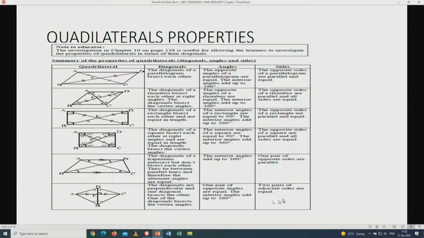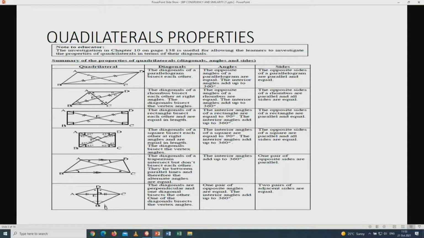Right? Like we said there, two pairs of adjacent sides equal, one pair of sides parallel. So it's important to understand the relationship of the angles. Remember, I said mathematics is a relationship subject. What is the situation in terms of diagonals? It's very crucial to remember that for the four of them, parallelogram, rhombus, rectangle, and square, the diagonals bisect each other.